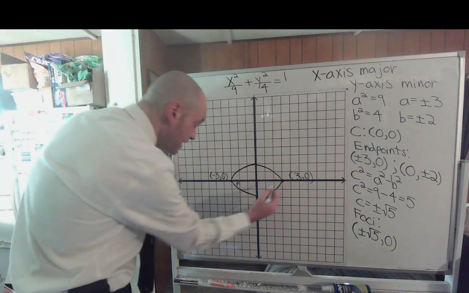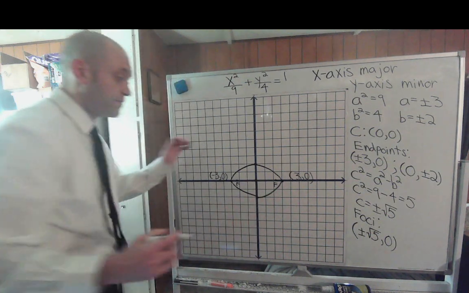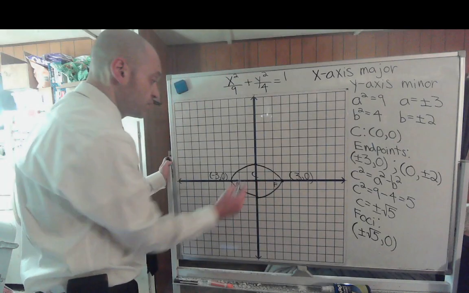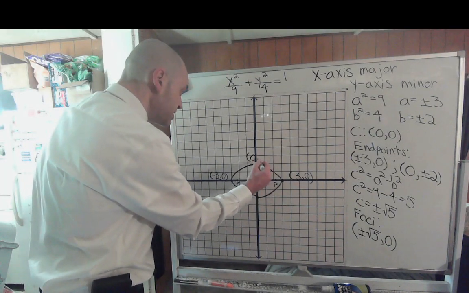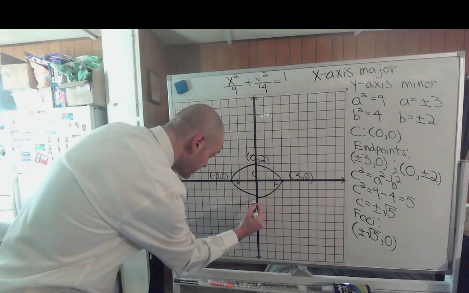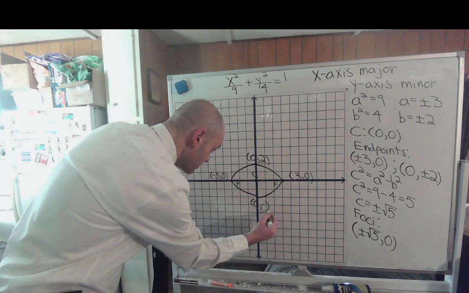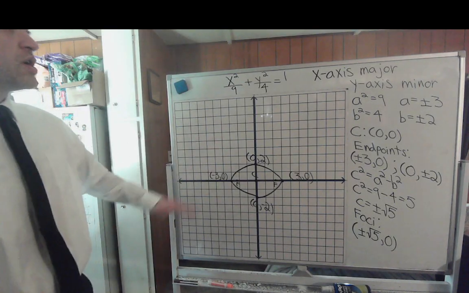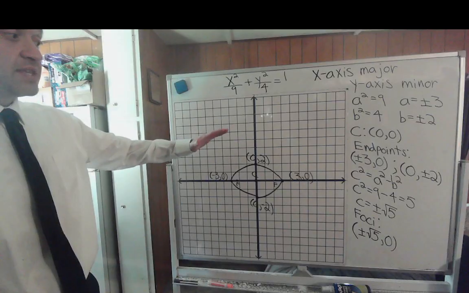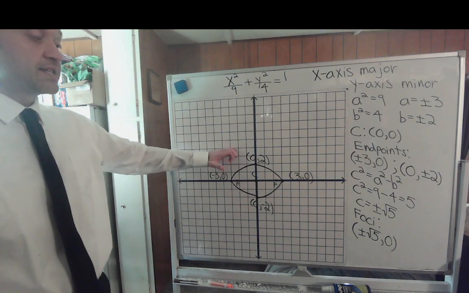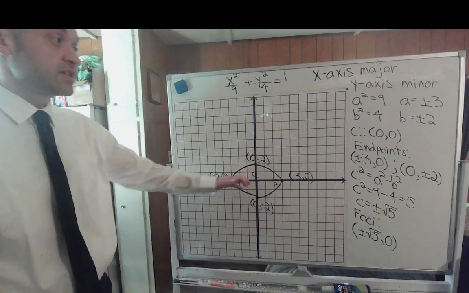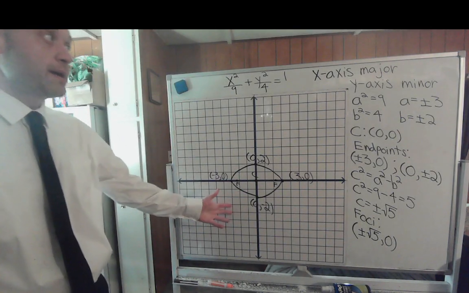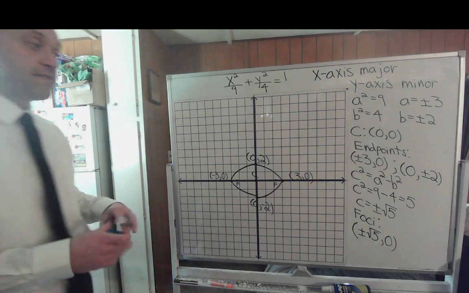So here's point F, denoting my foci. Here's my center at 0, 0. Here is 0, 2. Here's 0, negative 2. And I have fully graphed this ellipse, with my major axis being the x-axis, my minor axis being the y-axis, the center at the origin, and then my various endpoints and foci. That's how you're going to graph an ellipse.